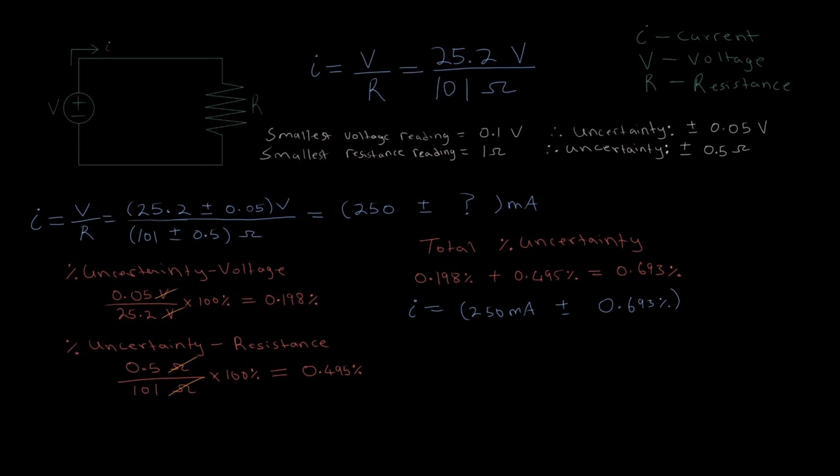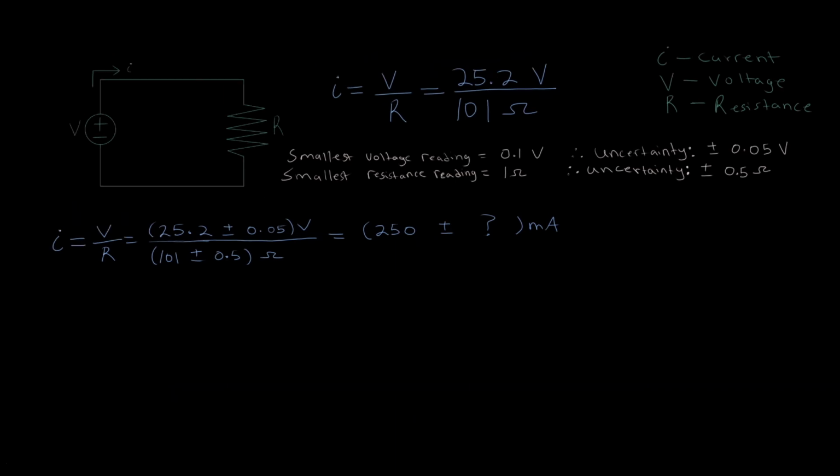Our final uncertainty is 0.693% of 250 milliamps. So what we do is we multiply 0.00693 times 250 milliamps. Our answer is 1.73 milliamps. We can then round this to one digit, and as a result, we get an error or uncertainty of 2 milliamps. So we can write our answer as 250 plus or minus 2 milliamps.